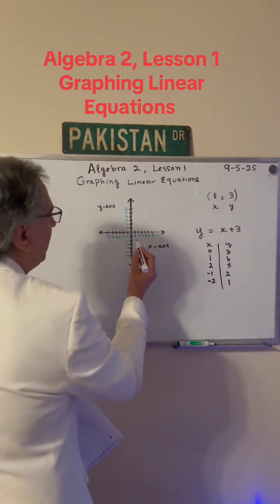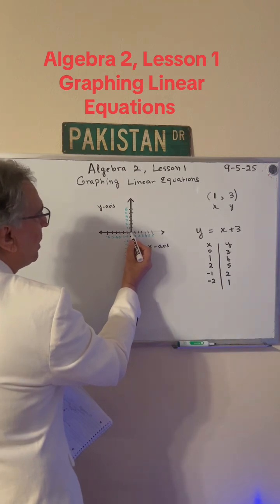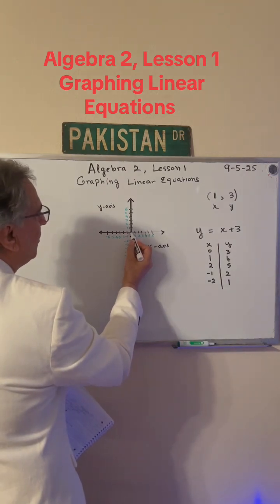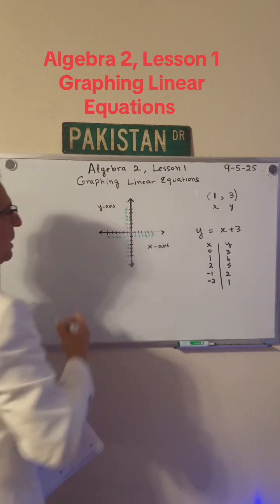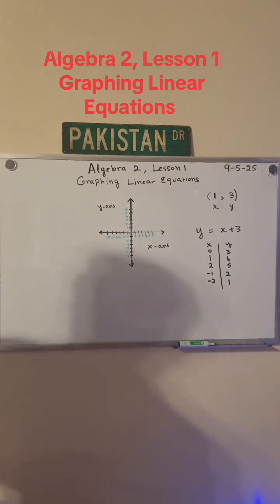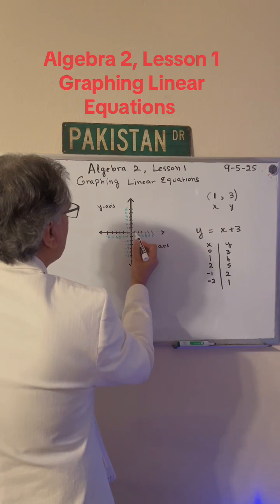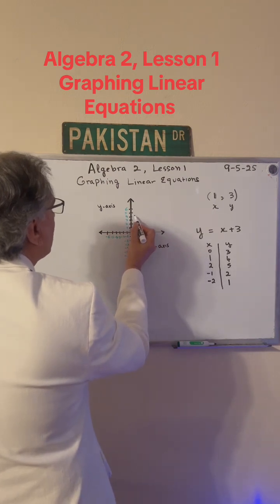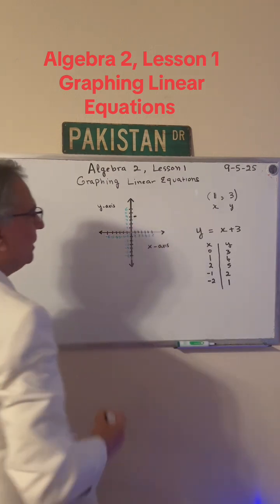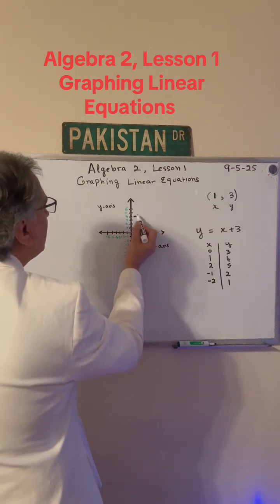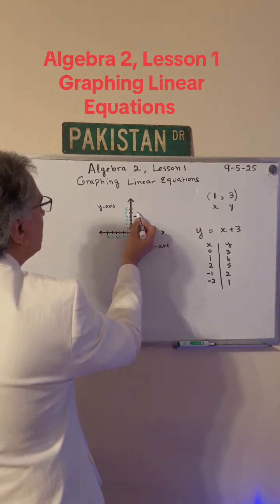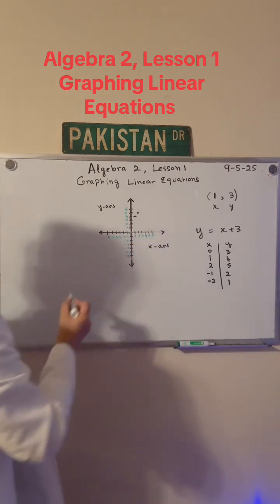If x is equal to 0, which is right here in the middle, y is equal to 3. So this is my first point. And then when x is equal to 1, y is equal to 4. So this is my second point. When x is equal to 2, which is right here, y is equal to 5. So this is my third point right here.